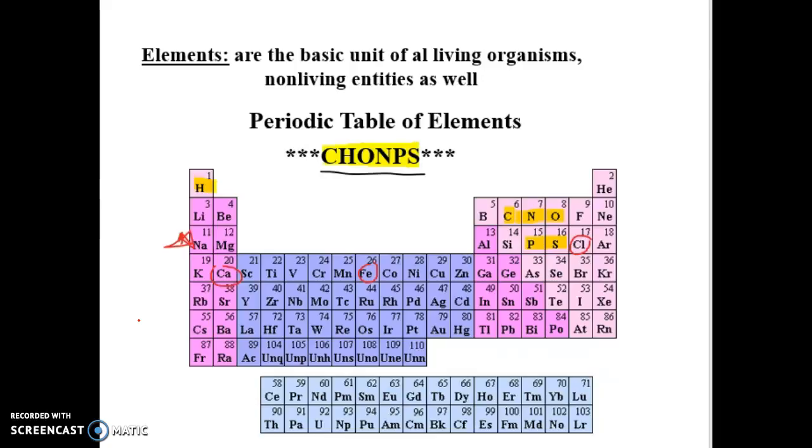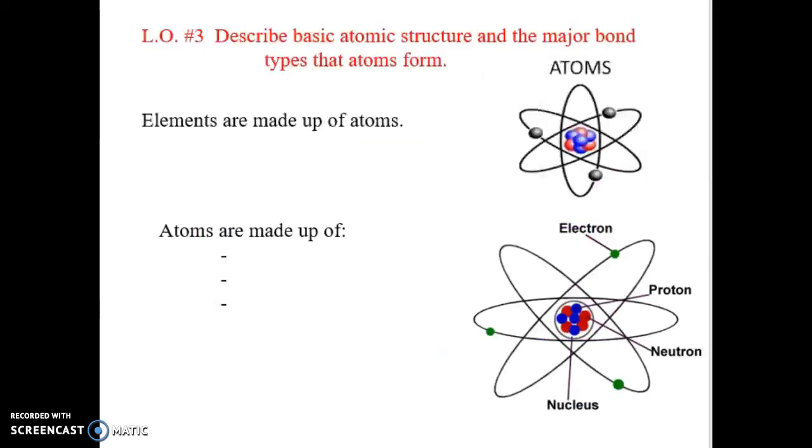So again, we want to just really focus on those 6 that I highlighted, and occasionally a scattering of a few others. But don't worry about the ones down here. We're not touching any of these elements down here with what we're going to do in this course. That's beyond what we need for basic biology. Okay, so the thing we want to look at here is, here's our learning outcome, number 3. Describe basic atomic structure and the major bond types that atoms form. This is the core of this entire lecture. Okay, so you're going to get hit with this again and again and again and again. So make sure you guys get it.